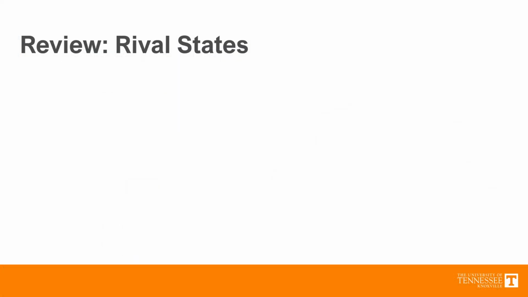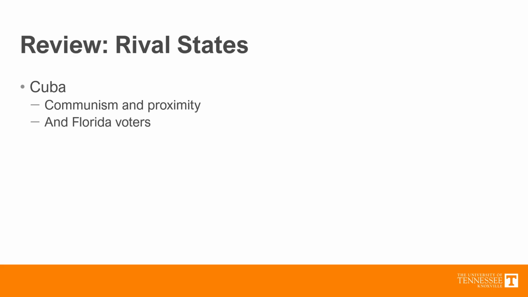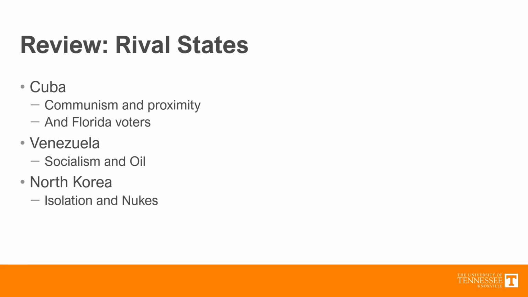So, to recap the last class on rival states, we had Cuba and its issues with its communism and proximity to the United States, especially during the Cuban Missile Crisis. And it still has a hold on Florida voters, which keeps it super relevant in US politics today. Related to that, not only in proximity, language, and its effect on Florida voters is Venezuela, socialism and oil. Then we have North Korea, isolation and nukes, and also containment of Chinese influence.